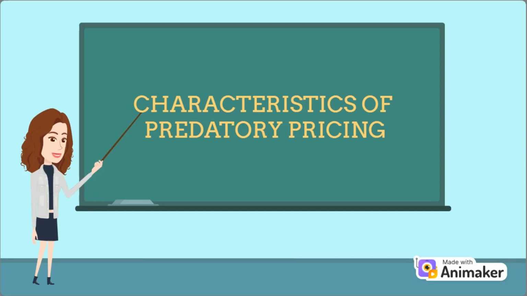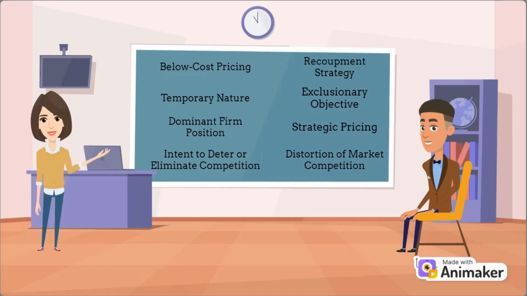Moving on to the characteristics of predatory pricing. There are 8 characteristics which are below-cost pricing, temporary nature, dominant firm position, intent to deter or eliminate competition, recoupment strategy, exclusionary objective, strategic pricing, and distortion of market competition.